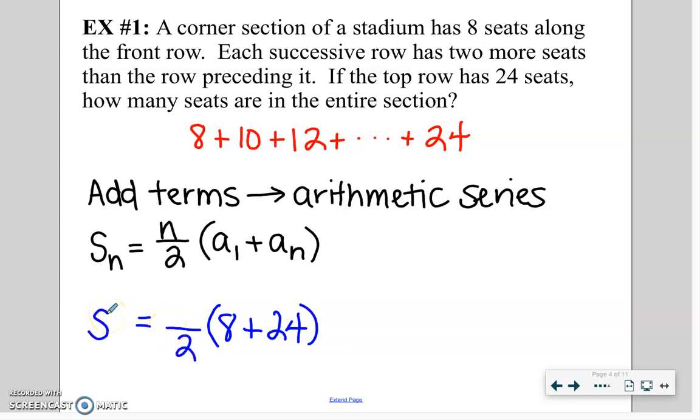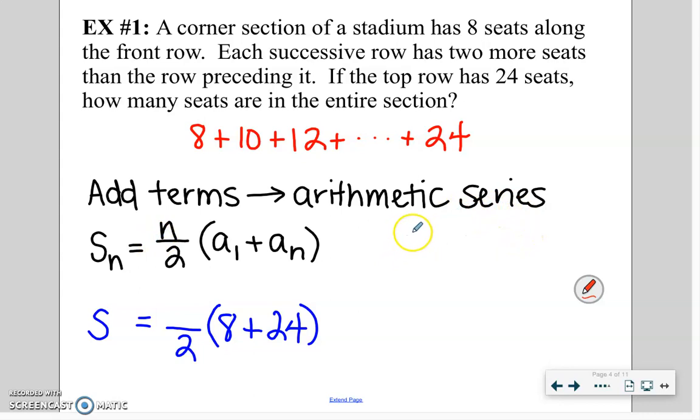What we don't know is how many rows there are. Okay, we don't know how many rows there are. And n would represent the number of terms in your pattern, and the number of terms, like 8, 10, 12, represents how many seats are in the first row, second row, third row. So I need to know how many rows there are in order to find the n value. So I'm going to have to put this formula for finding the series on pause, and I need to go over and figure out what n would be.